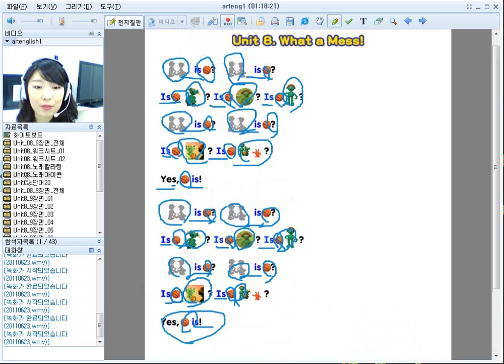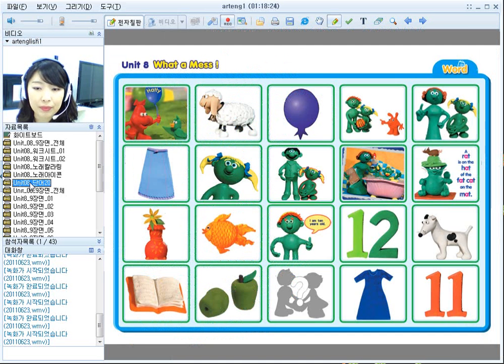Now, let's move on to the words. Here are the words from this unit. Let's read them first, shall we?